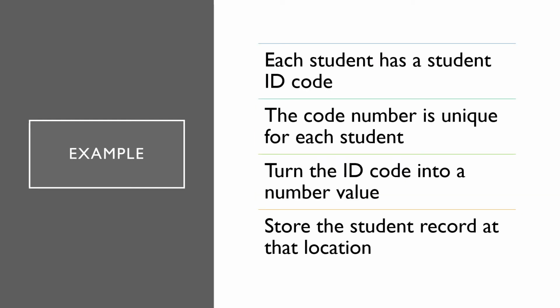So let's think of an example. Every student in a college will typically be identified by a unique ID code. Might be called student code or something like that. If we have a method by which we can turn that ID code into a number value, we can store the student record in that location, and then we can always find the student's record in one step.